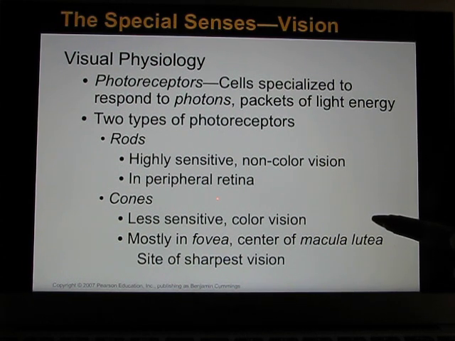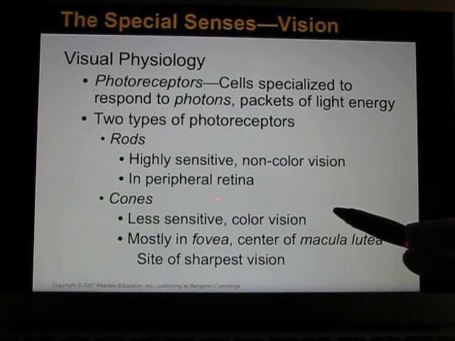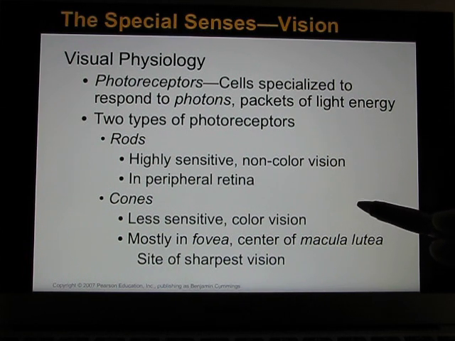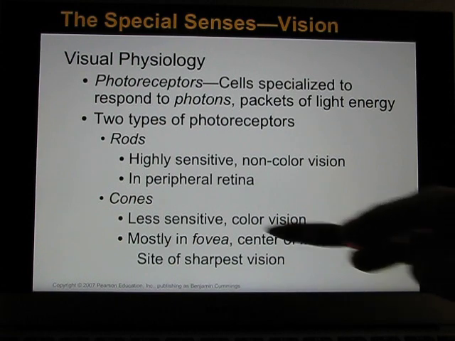The cone system needs more light to activate. We have 3 kinds of cones, and different wavelengths will activate different cones. Because of that, they are for color vision. And in the fovea area, the area with the sharp vision, they're all cones.